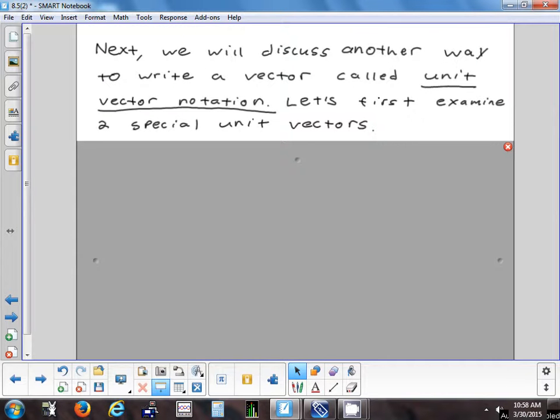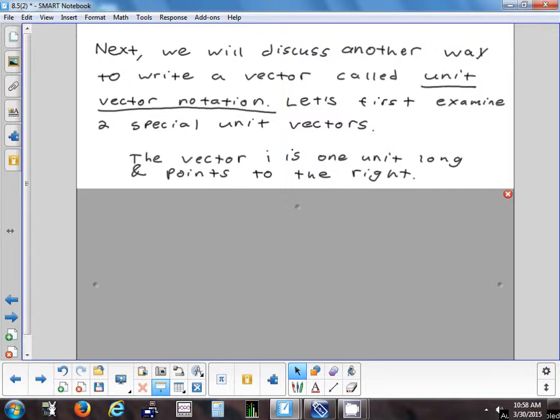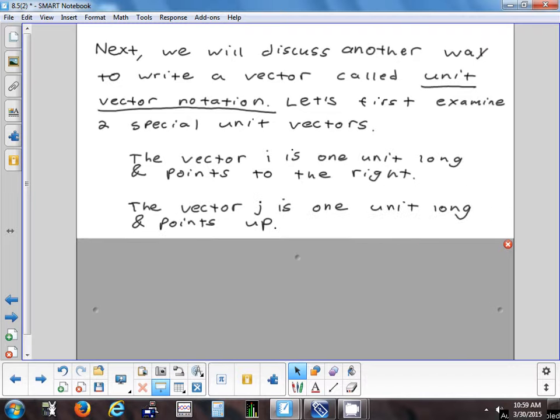First of all, remember what a unit vector is. It's a vector that's 1 unit long. And what we're going to do is define two special unit vectors. The first one is going to be called I. The vector I is a vector that's 1 unit long, and it points to the right. Another special unit vector we're going to define is J. It's also 1 unit long, and it points up.